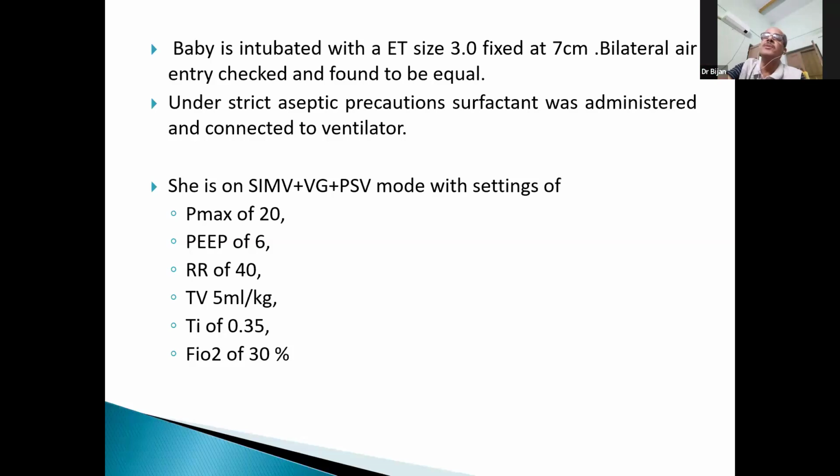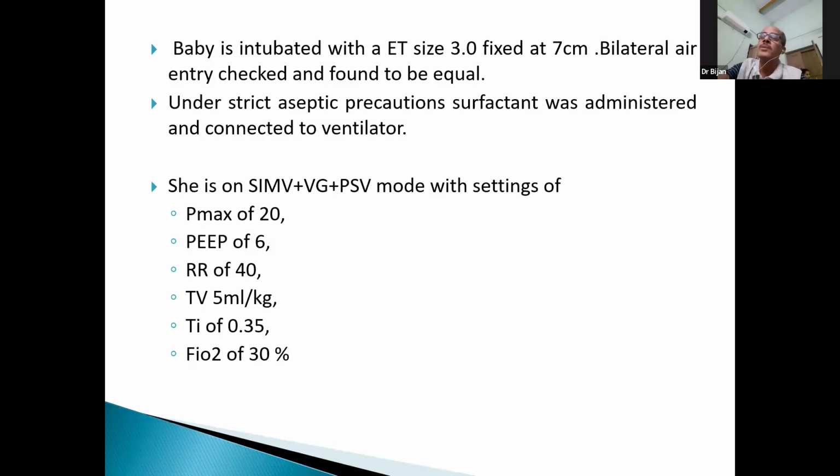If we give 20 centimeter pressure and 50% leak is there, that means only 10 centimeter may be delivered. The second important thing is that there may be some kink in the tube, which will also cause a problem. Third is that your tube is not in position. The tube may be on one side of the lung, that means ventilating one lung.